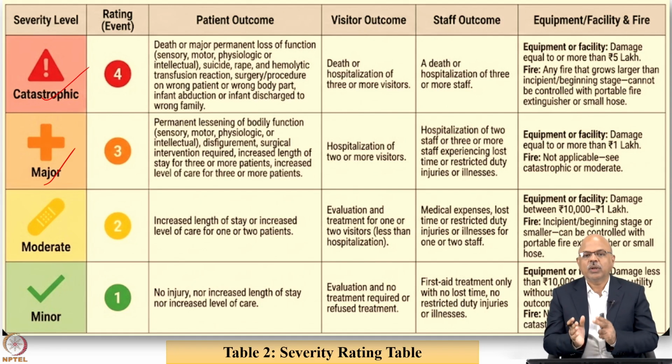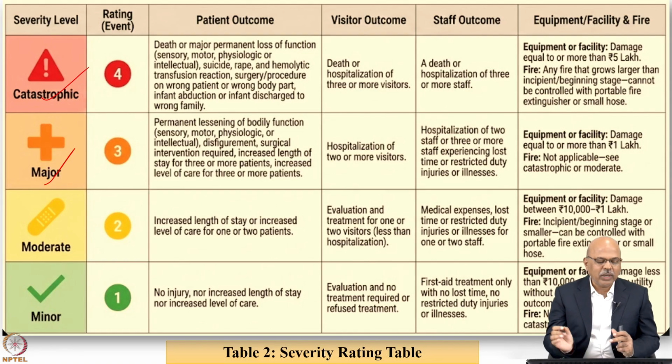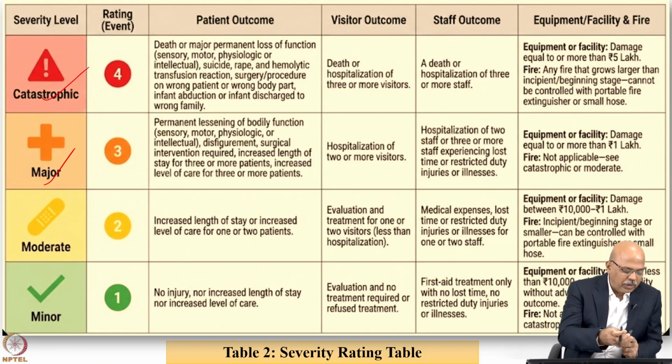The staff outcome is hospitalization of 2 staff, or 3 or more staff experiencing loss of time, restricted duty or injuries and all that. With respect to equipment, damage equal to or more than 1 lakh, fire not applicable. So you can understand the majority of a major risk with respect to this.